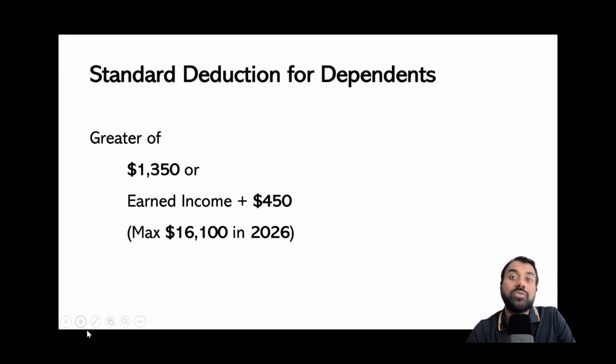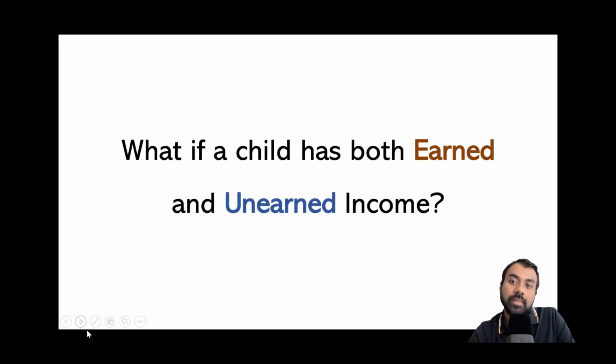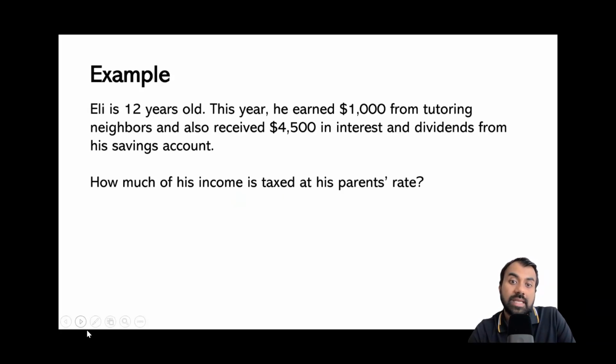This is a number that you don't have to memorize because it will be given to you during your CFP exam. You will have access to the tax table that shows the standard deduction for different filing statuses. Now, what if a child has both earned income and unearned income? That's one of the more complex situations. Now, let's look at an example to make sense of this complex situation.